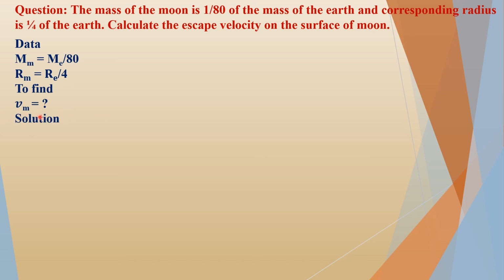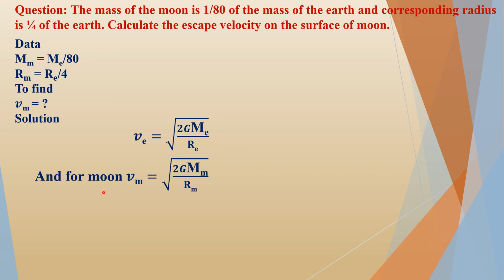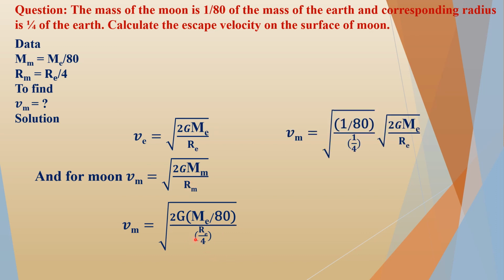escape velocity of moon. Solution. We know that escape velocity of earth is equal to under root 2 gme divided by re, and escape velocity for moon is equal to under root 2 gm sub m, that is mass of moon, divided by rm, that is radius of moon. Here mass of moon is equal to mass of earth divided by 80, and radius of moon is equal to radius of earth divided by 4.